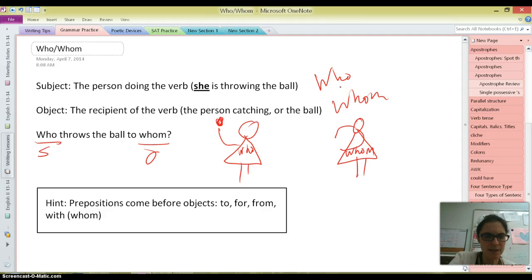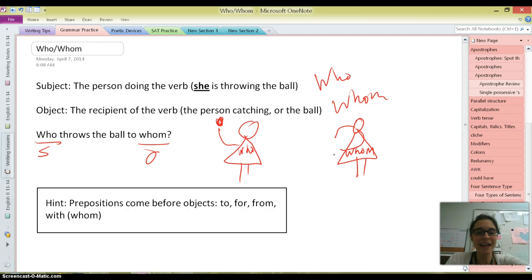Then we have the object, which is the recipient of the verb, either directly or indirectly, such as a ball. So if we have two people throwing a ball, the object is indirect and direct. We have both the ball that is being thrown and the person to whom the ball is going. So this object is whom. Who is the subject and whom is the object. So for example, who throws the ball to whom? Who is the subject and whom is the object. And I drew a little picture here of two people, my who and my whom.